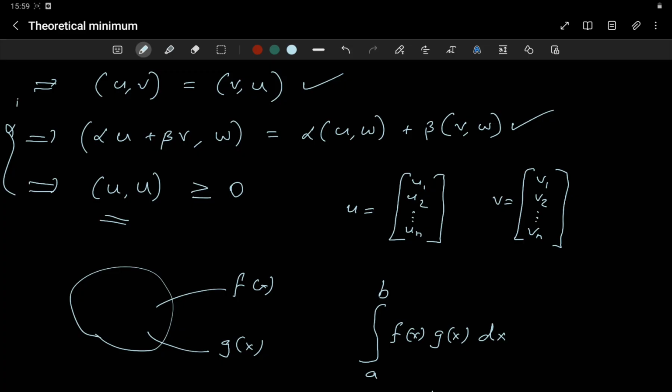Then I could say for some interval a to b, if I define this as the inner product, then these properties are satisfied, so this is an inner product space. And also for a given function I could now say something called the magnitude of that function.